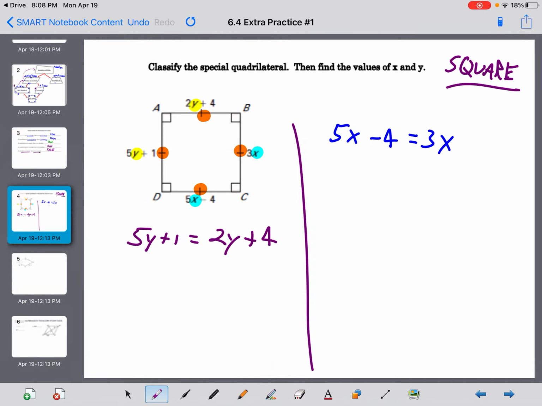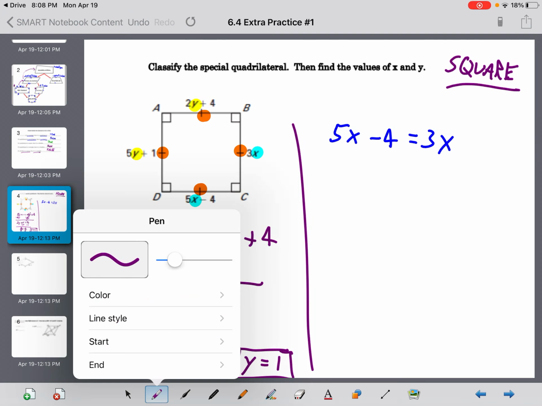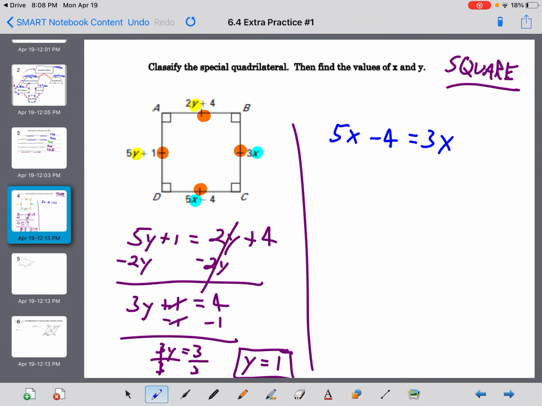So let's do our y values first. I generally say to subtract or move the smaller coefficient, so 2y is smaller than 5y. 5y minus 2y is 3y plus 1 equals 4. I'm going to subtract 1 on both sides, and my 1's cancel. 3y equals 3, and if we divide both sides by 3, 3 divided by 3 is 1. So y equals 1.